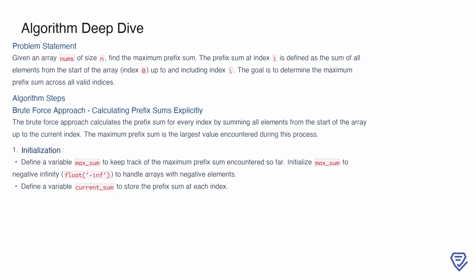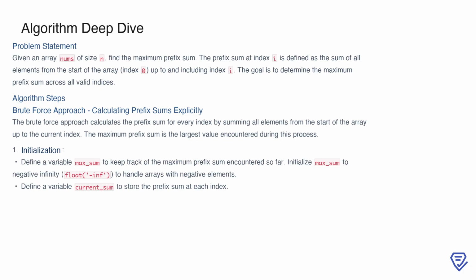Here, we're tackling the problem of finding the maximum prefix sum of an array. A prefix sum at a given index represents the sum of all elements in the array from the start up to that index. Our goal is to determine the largest such prefix sum across all indices. To begin, we explore the brute force approach. The idea is straightforward. For each index, calculate the prefix sum directly by summing all elements from the start of the array up to that index, and track the maximum value encountered.